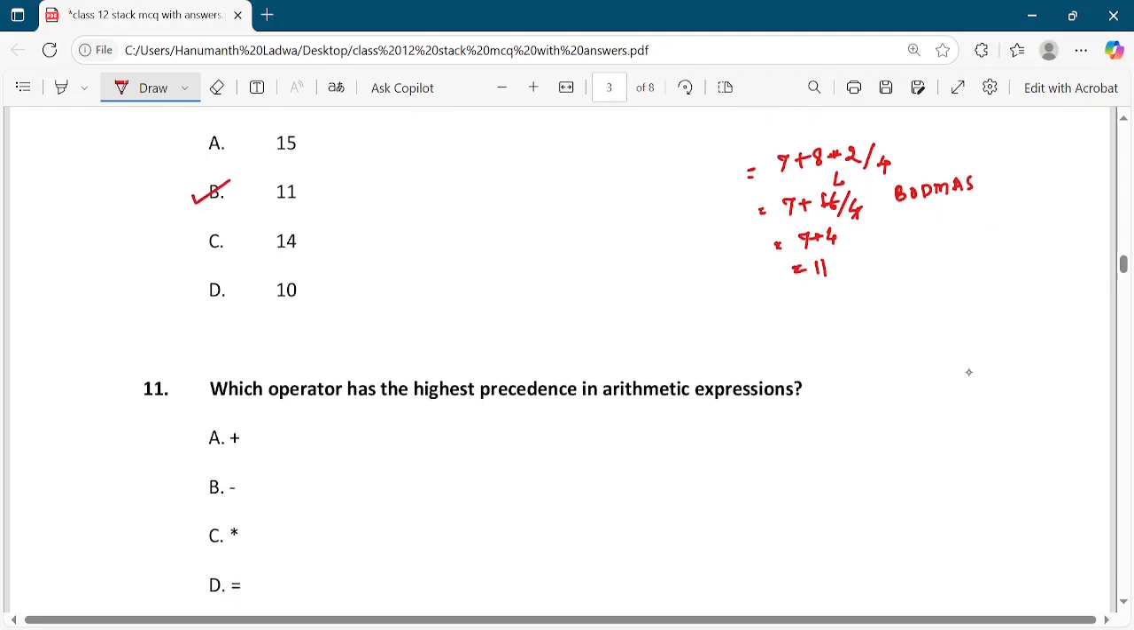Question number 11. Which operator has the highest precedence in arithmetic expressions? Option A, plus. B, minus. C, asterisk symbol. D, equal to. So here multiplication has got highest priority compared to the remaining three operators. Hence, option C is the right answer.